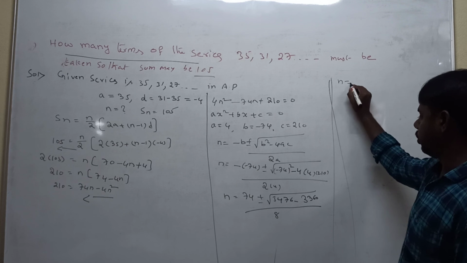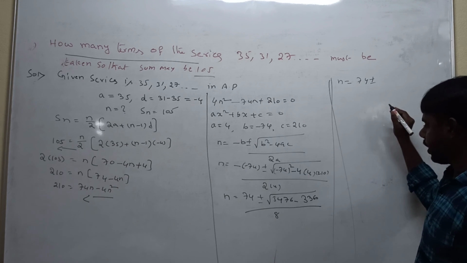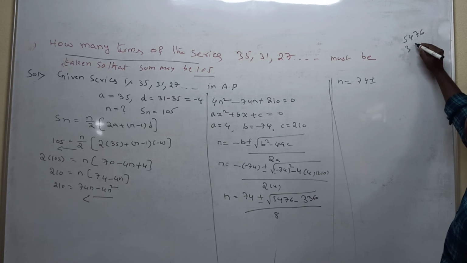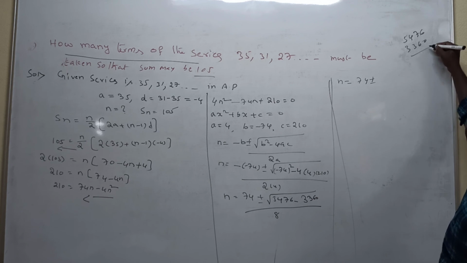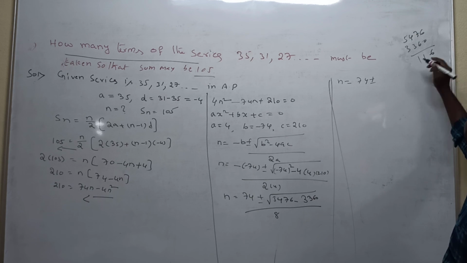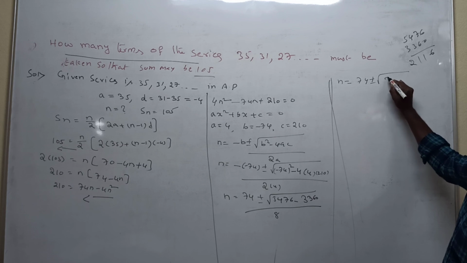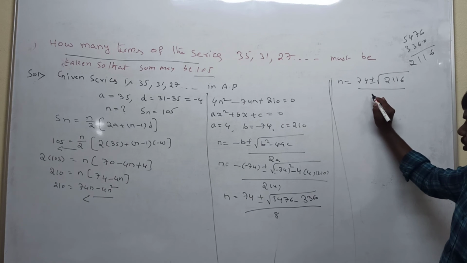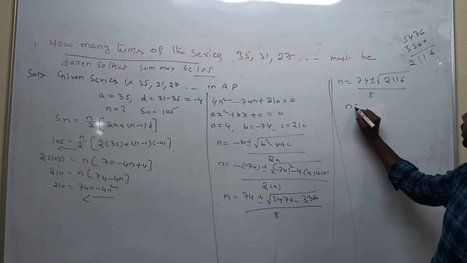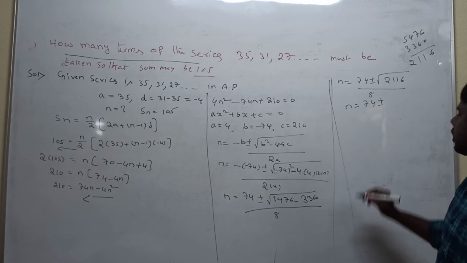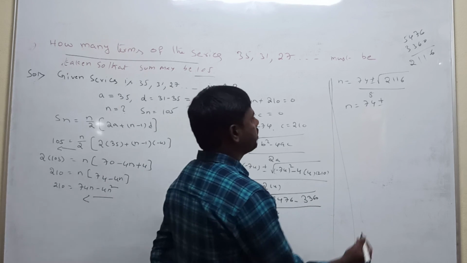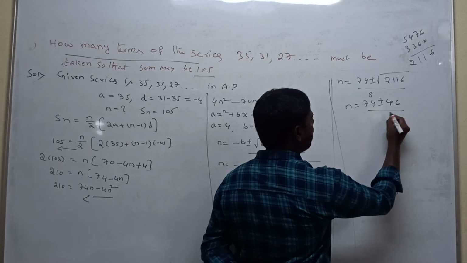So n is equal to 74 plus or minus square root of 5476 minus 3360. Subtracting: 6 minus 0 is 6, 7 minus 6 is 1, 4 minus 3 is 1, 5 minus 3 is 2. So now the square root of 2116 divided by 8 is equal to 74 plus or minus square root of 2116, the value is 46, divided by 8.